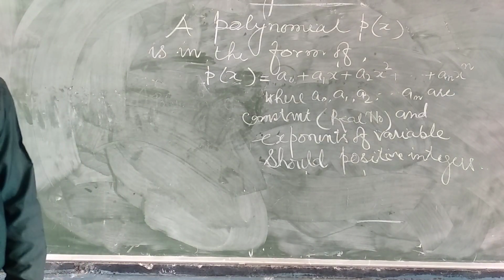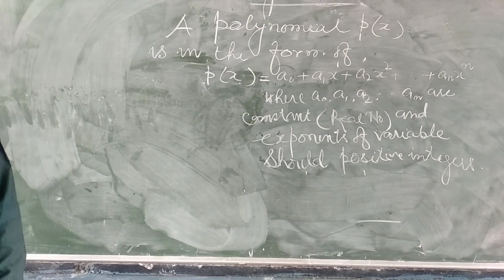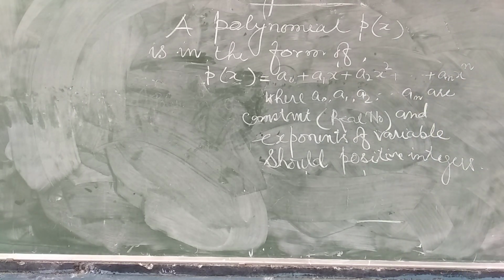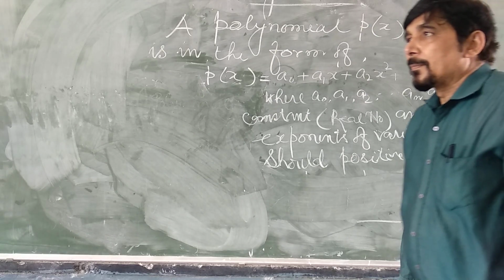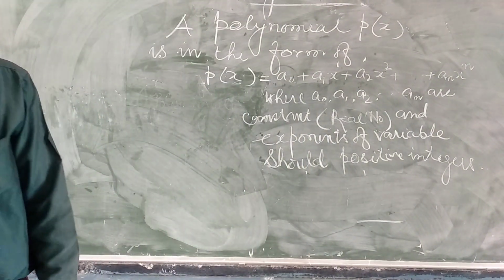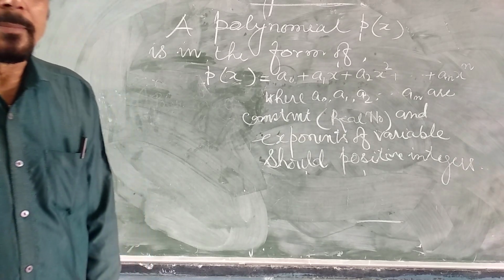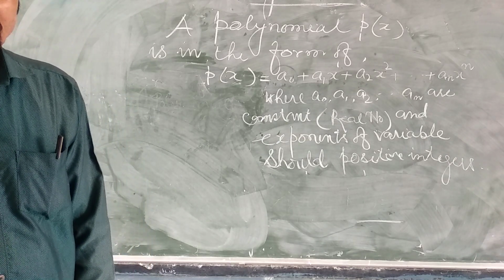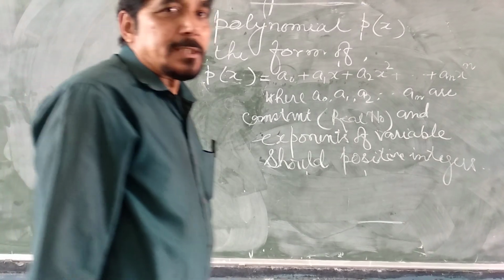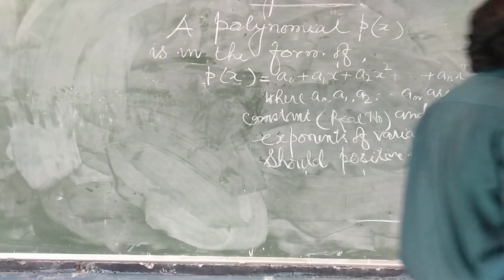In each term of the algebraic expression which is given, we see where variables are coming, then the exponent of variables must be positive integers. Okay, that is a condition for a given algebraic expression to be a polynomial.